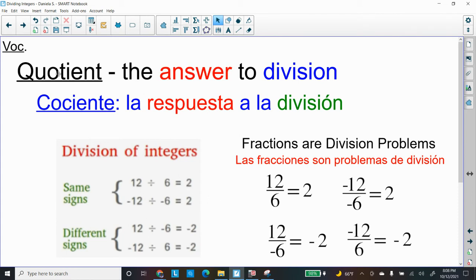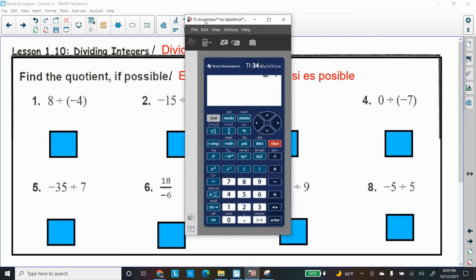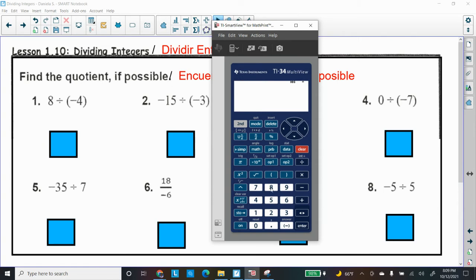So now that we got those rules out of the way, I'm going to tell you, you can use your calculator to really help you out in this situation. So I'm going to get my calculator to find the quotient, if possible, of these examples. So I'm going to type in my first number, 8, press divide, and negative 4, and whoops, let me put my parenthesis there, parenthesis, and negative 4, parenthesis, and now it looks exactly like that. So now I can press enter, and I get my answer of negative 2.